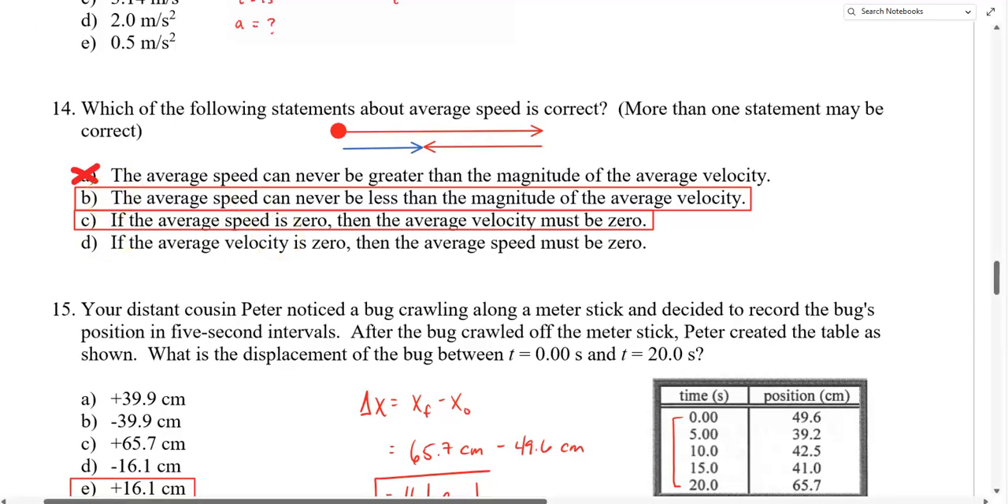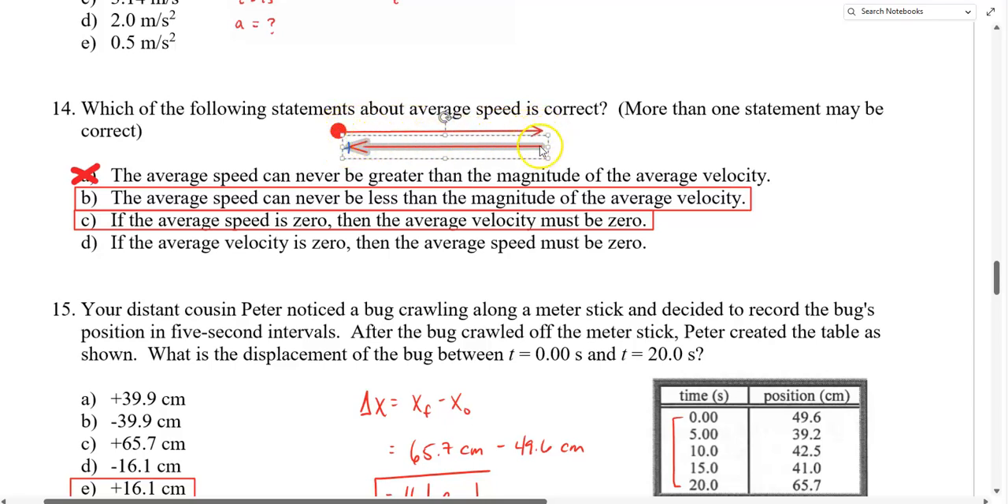And similarly with question D, if the average velocity is 0, that effectively means that this arrow has no length to it. Well, then that means that the average speed must be 0. But that's not true because the average speed, if I had this situation where I traveled out and back to the starting point, the average speed is pretty significant.